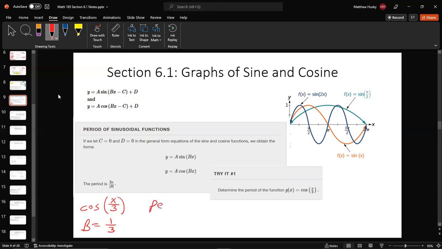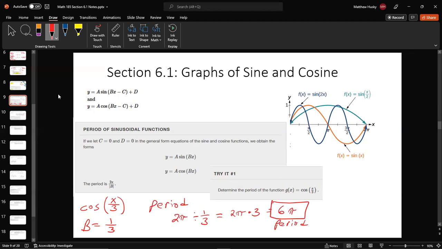For the period, you would do 2 pi and divide it by 1/3. Now, dividing by a fraction is equivalent to multiplying by the reciprocal, so that's going to be 2 pi times 3. And fun fact, 2 pi times 3 is going to give you 6 pi. So the new period for that function will be 6 pi.